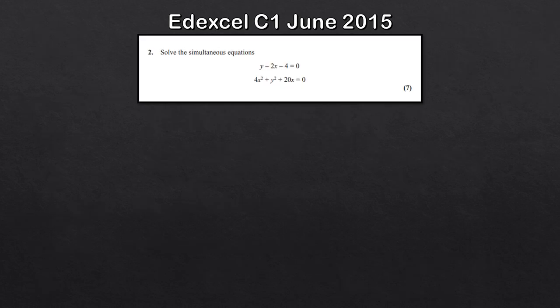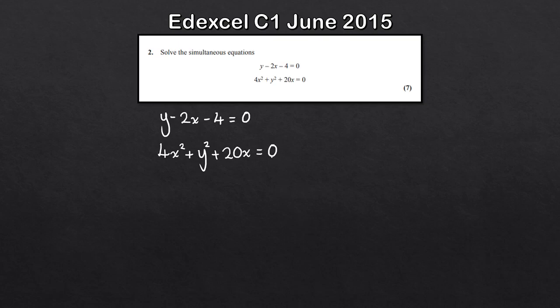So again, looks very similar. Like you see, these questions always follow a very similar pattern. So here, again, we're just looking to solve the simultaneous equations. I've got two equations. My first one being y minus 2x minus 4 equals 0. And my second one being 4x squared plus y squared plus 20x equals 0.